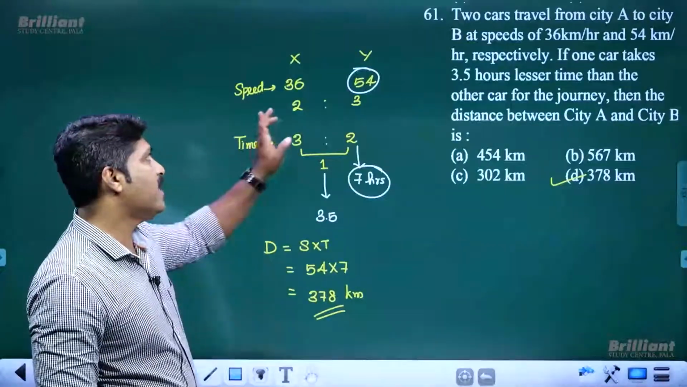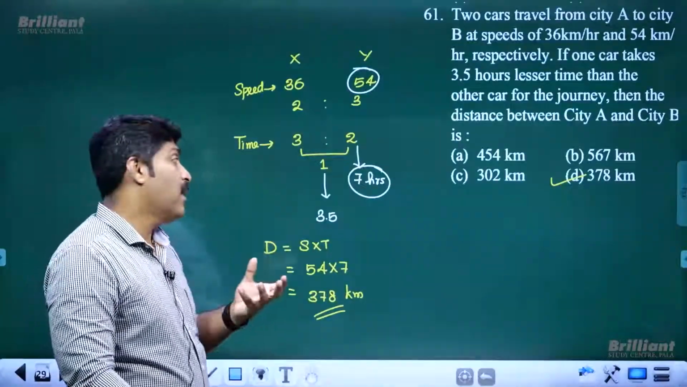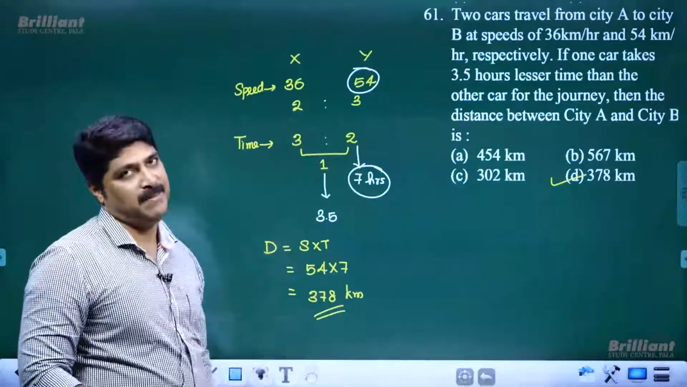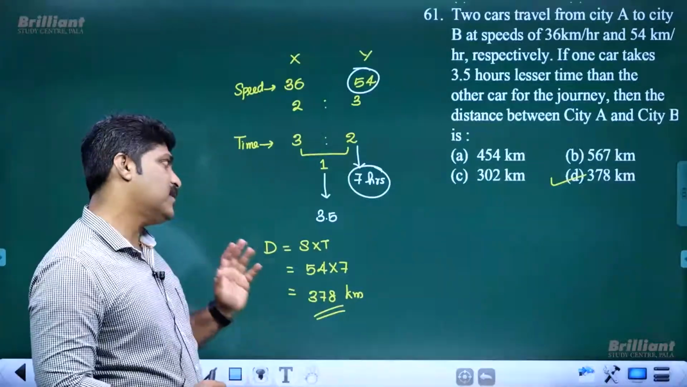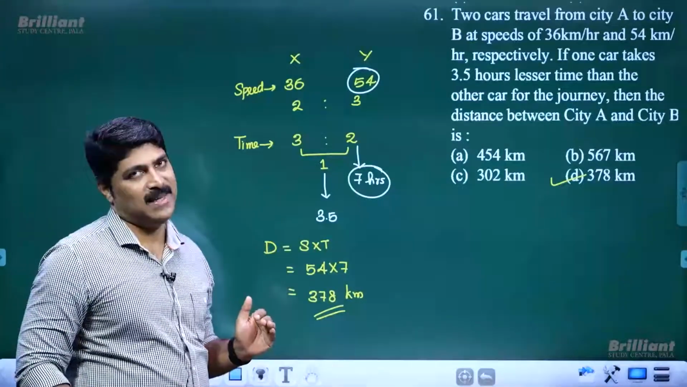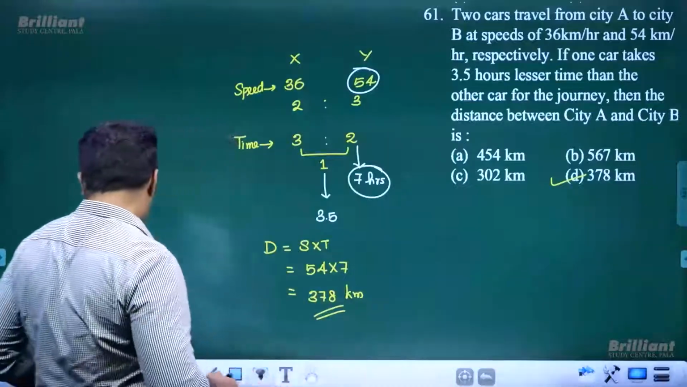Understand the steps of operation we applied here. First we have to find the ratio of speeds. From there we have to get the ratio of the time. With the help of that ratio of time we have to find the answer here. Okay, then move to the next question.